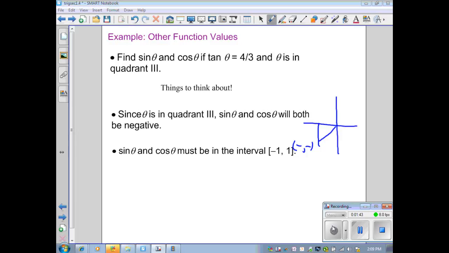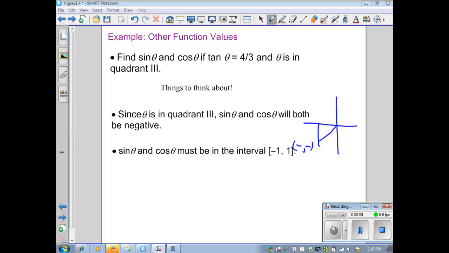To start the solution for this problem, we need to look at where we're starting, which is tangent theta, and use an identity that is going to get us toward a sine theta or cosine theta, or at least one of the reciprocal functions: a tangent related to either sine or cosecant theta, or a tangent related to a cosine or a secant theta.